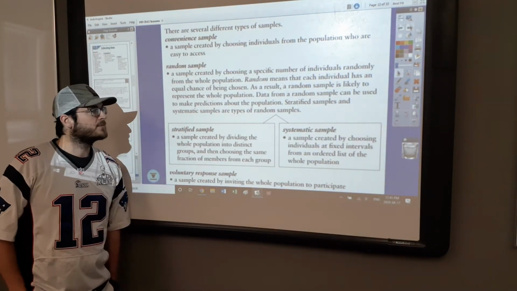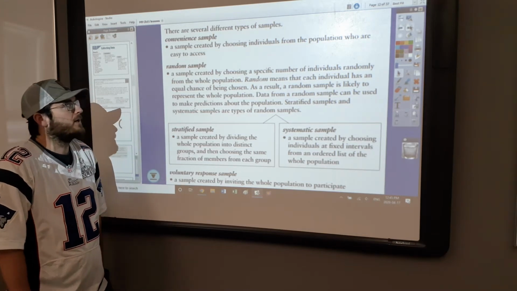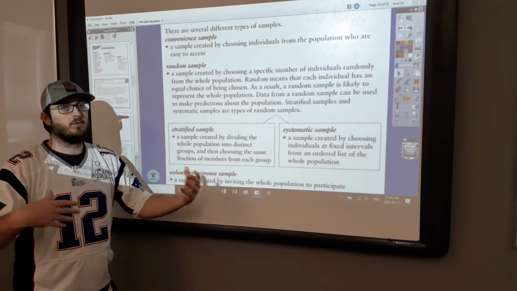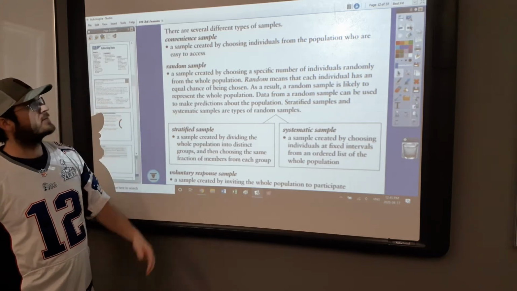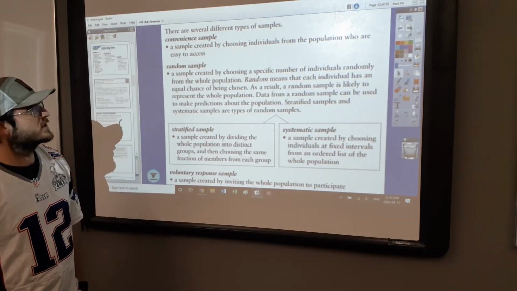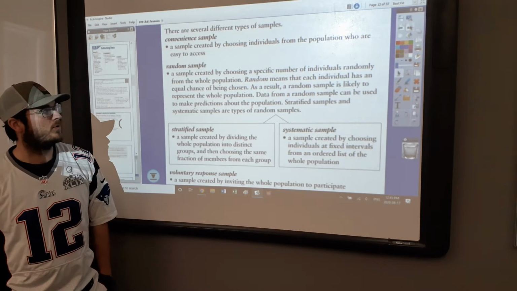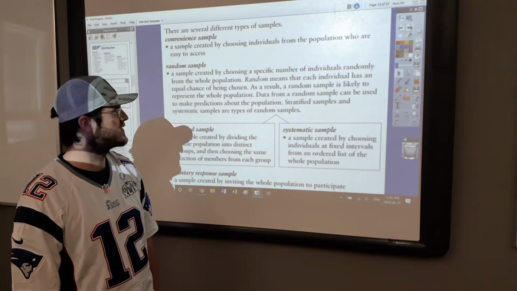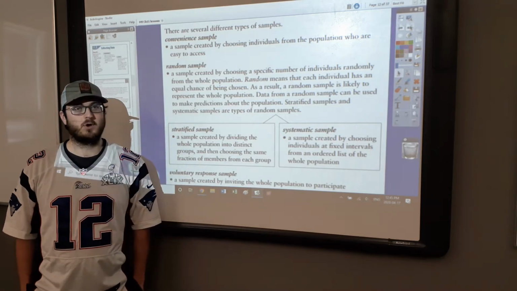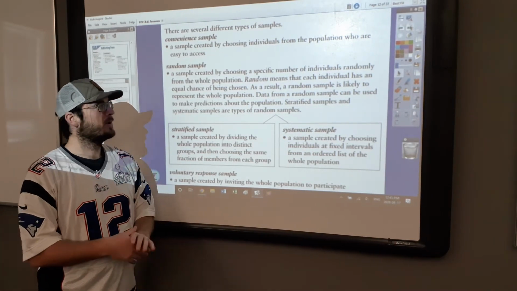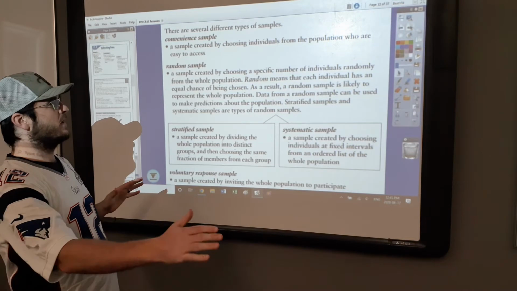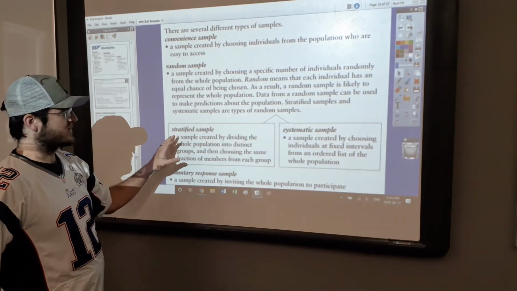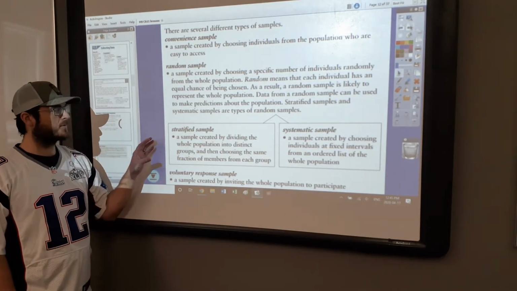Okay, random sample. Most samples are random, even a convenience sample is just random who comes. But a random sample is created by choosing a specific number of individuals from the whole population. Random means that each individual has an equal chance of being chosen, so you're not giving preference to any certain group. And so there's two main ones, stratified samples and systematic samples. So two main ways we can go about this.